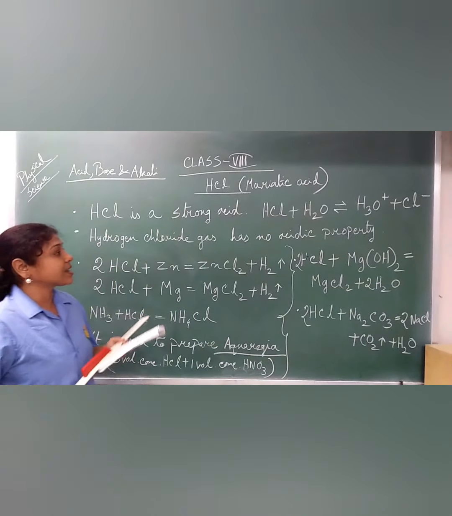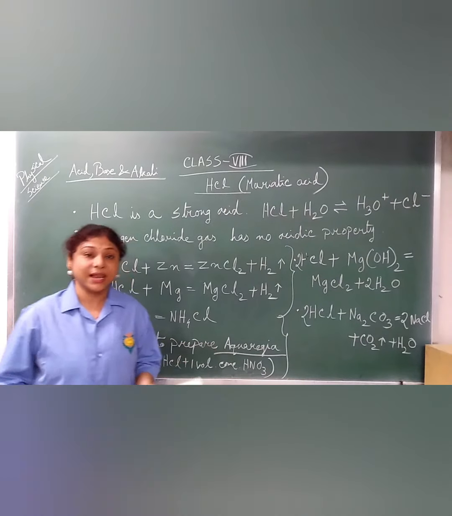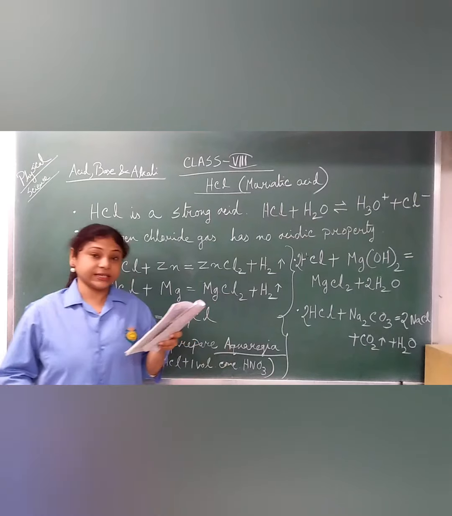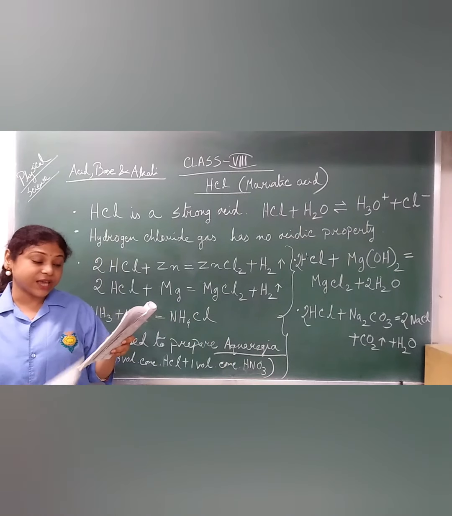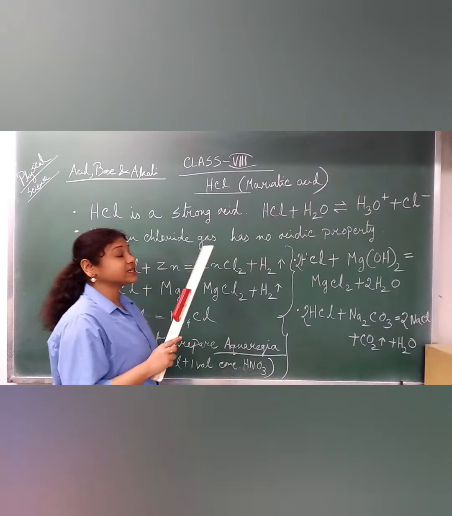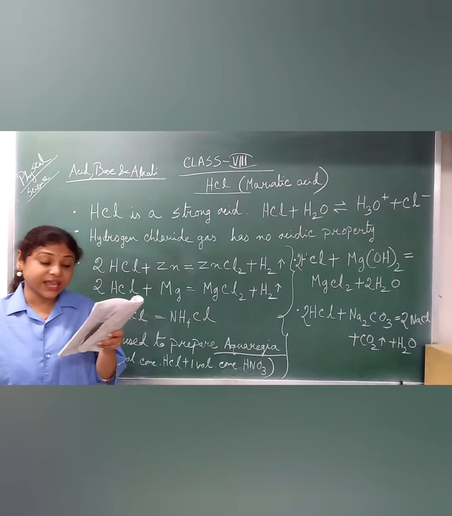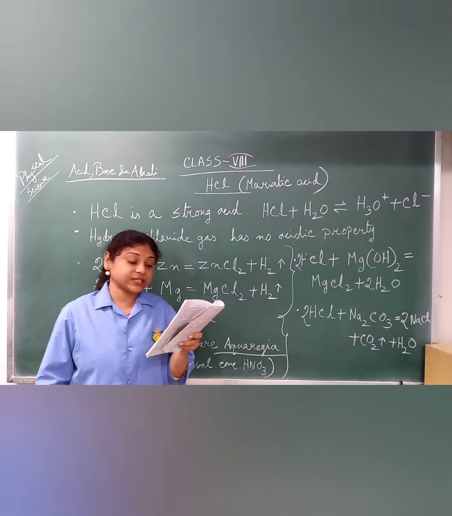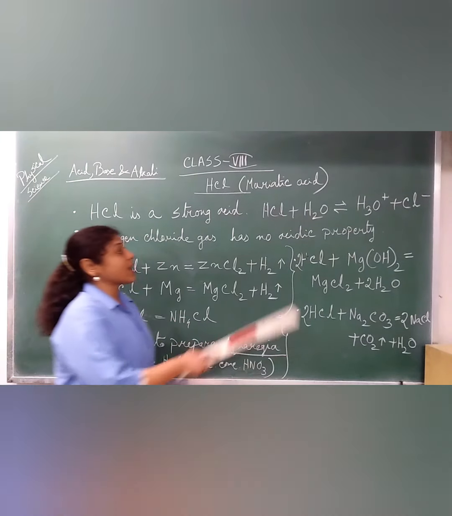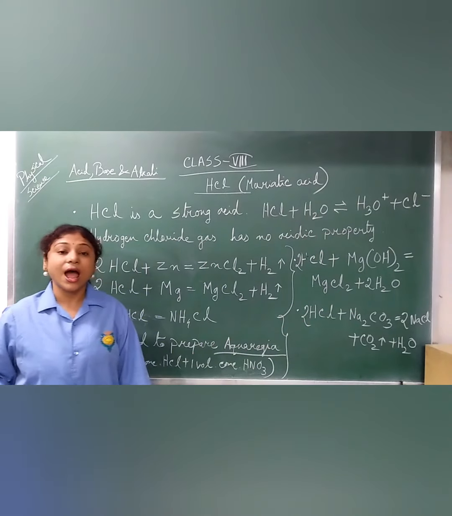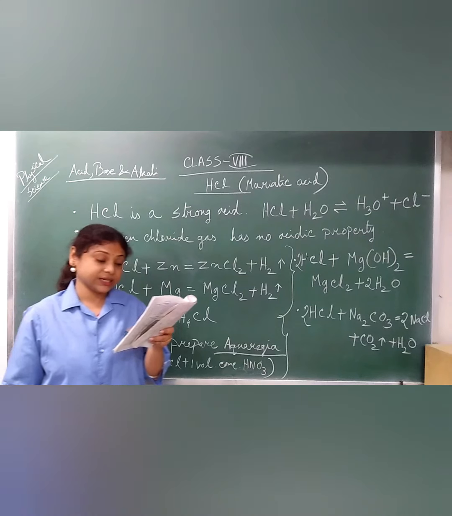This hydrogen chloride gas has a choking smell, and it is 1.27 times heavier than air. Okay, this gas is highly soluble in water. In aqueous solution, HCl will be ionized completely. That's why at that time it is called hydrochloric acid.